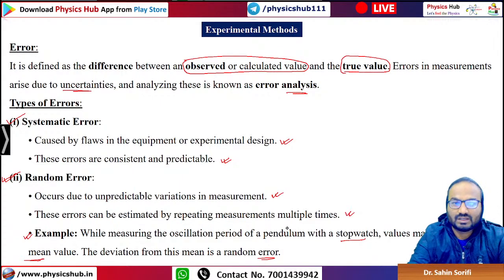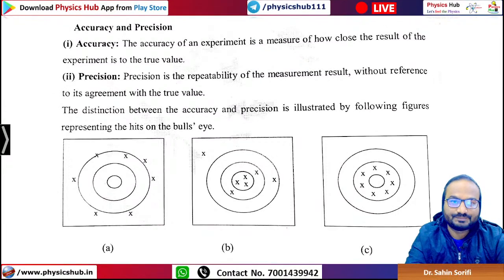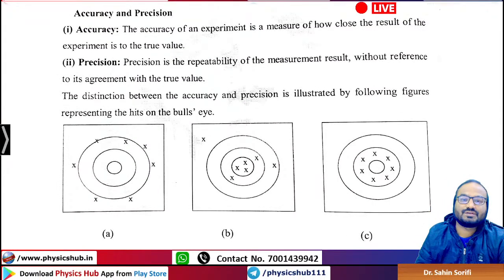Now, there are two terms in this experimental analysis section: accuracy and precision. What do you understand by accuracy and what do you understand by precision?